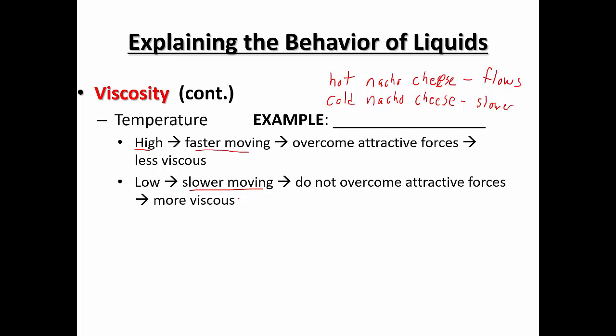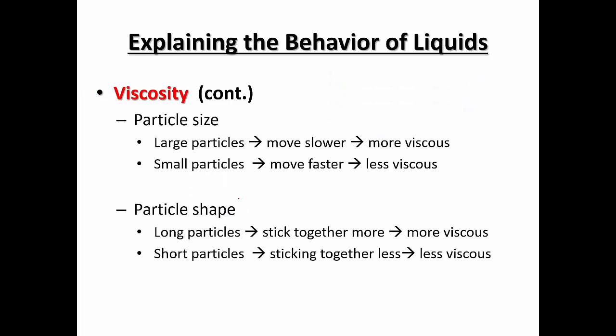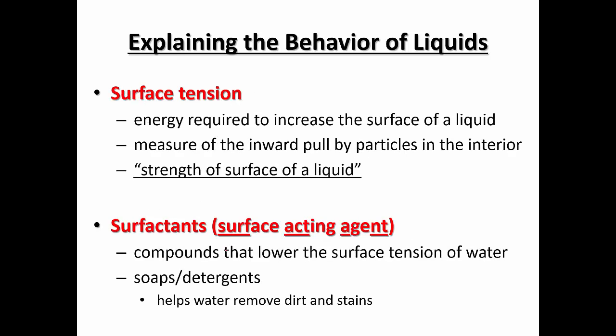So that's viscosity by temperature. We could also look at particle size: larger particles would flow slower and be more viscous. Smaller particles are able to move around each other faster and would be less viscous. We could even get into the shape of particles. Long particles stick together more and are more viscous, while shorter, smaller particles don't stick together as much and would be a less viscous substance. So those would be other things to look into for how well that liquid is able to flow.